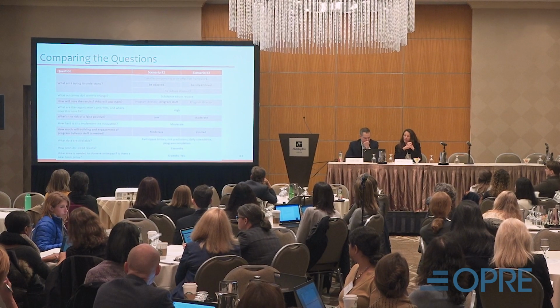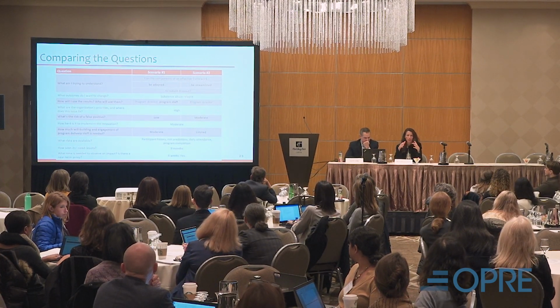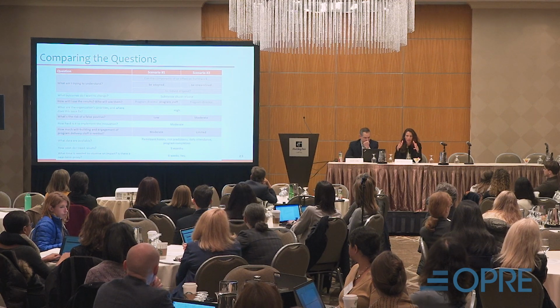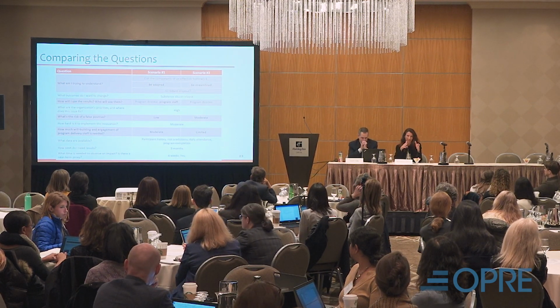And in this scenario, the risk of a false positive is low. So if I test a bunch of these things and I believe that this combination of things reduced dropout, and actually it wasn't exactly that combination of things, it's not as important to me. How hard is it to implement the innovation? It's moderately complex. And how much will building and engagement of the program staff is needed? I think that I need moderate will building of the staff in this case.